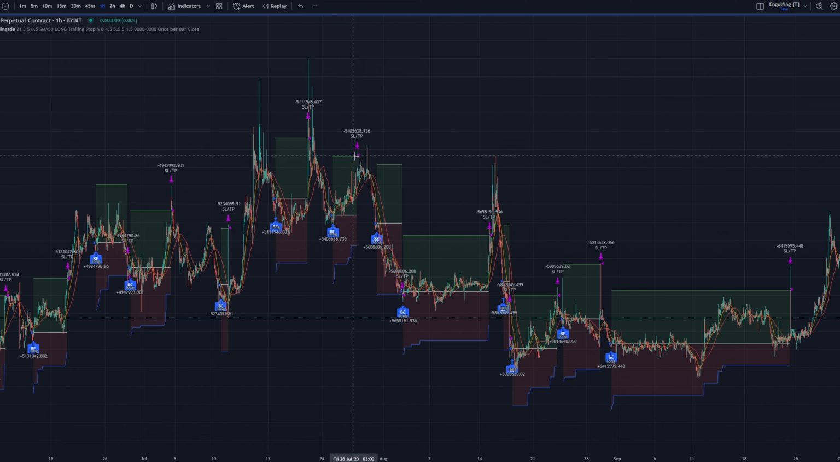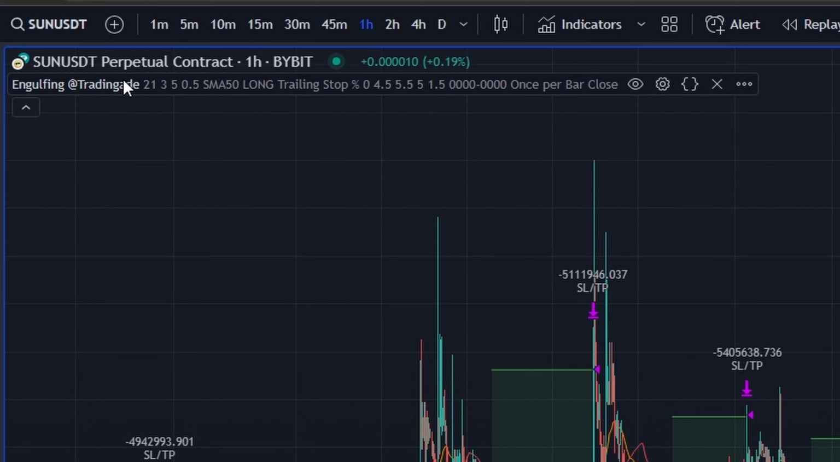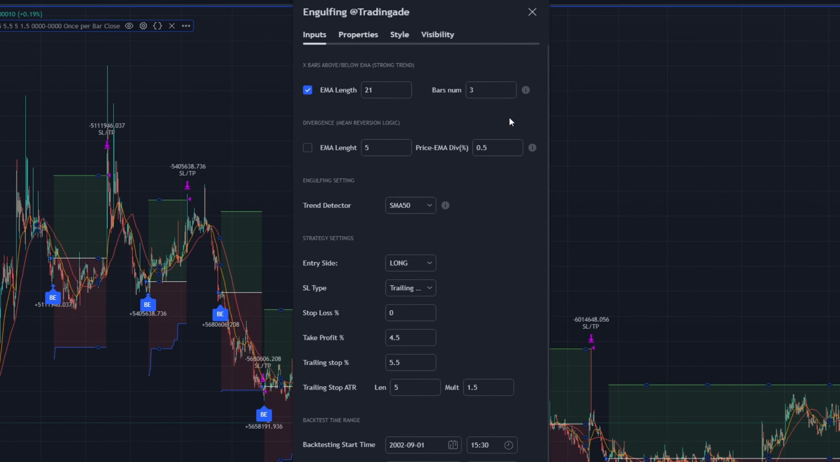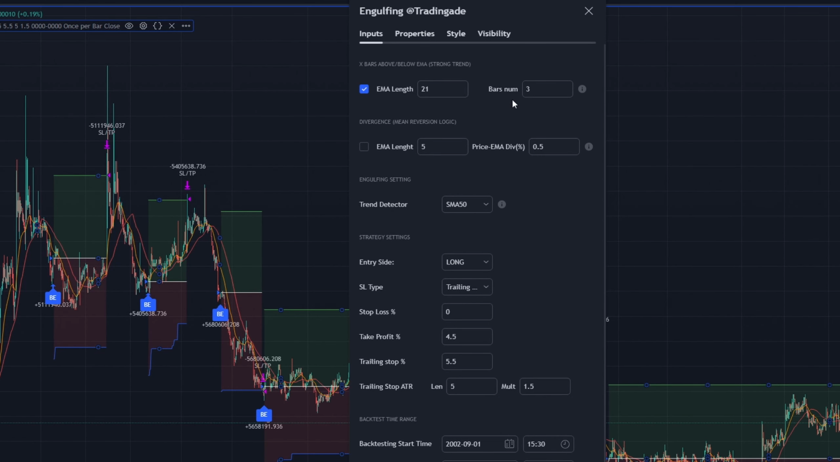Okay, now that we have defined all the rules and all the filter confirmations, we are ready to jump into backtest. So we are here on SUN USDT on Bybit exchange, 1 hour time frame. I've set this first filter. It will detect bullish engulfing only when there are at least 3 candles below the exponential moving average. The virtuous filter is turned off, and this trend detector is on a simple moving average 50.